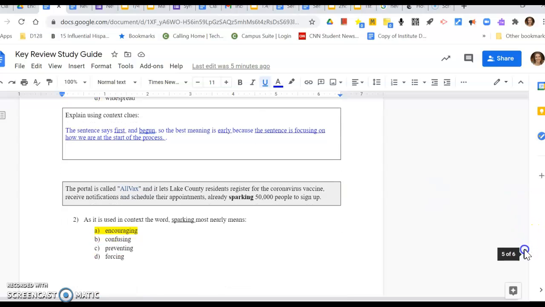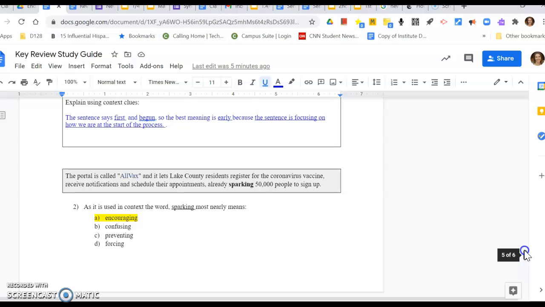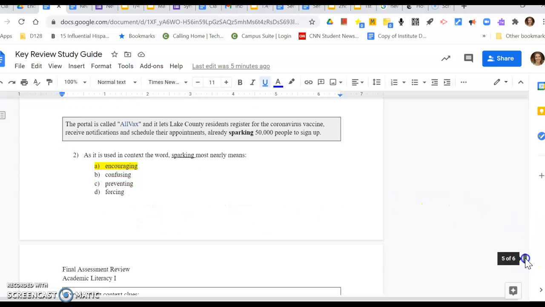The next one had to do with the word sparking. The portal is called AllVax, and it lets Lake County residents register for the coronavirus vaccine, receive notifications, and schedule their appointments, already sparking 50,000 people to sign up. The best answer is encouraging.